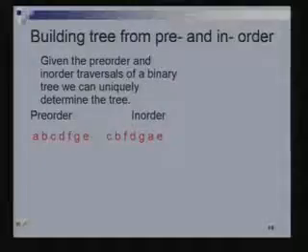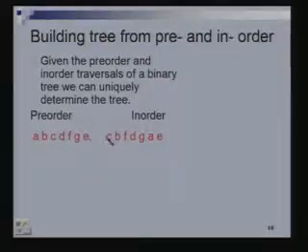So let's continue with our discussion on pre-order and in-order. Suppose I give you the pre-order and in-order traversal of a binary tree. Can you use this to figure out what the tree is? Yes or no?